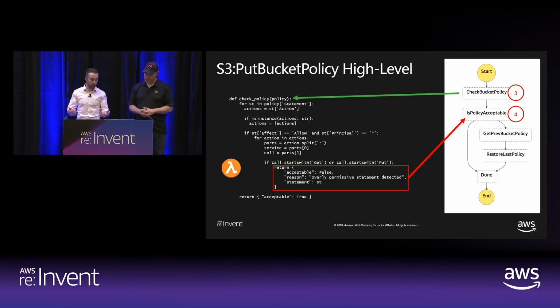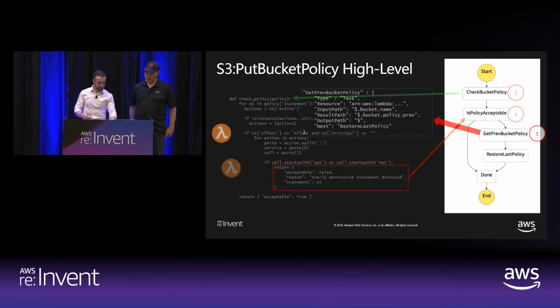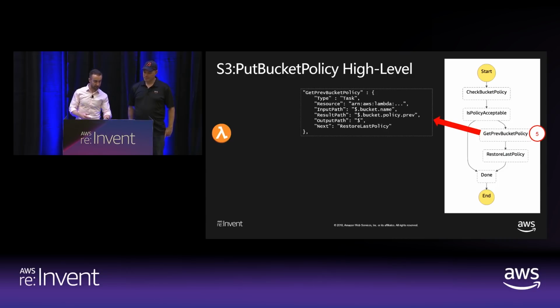That's based on rules. In this case, the rule is if there is get and there is a star for the access model, then that's bad. We don't want that to happen. So we're going to return is acceptable false. The power of step functions in this case is I don't have to write another Lambda function to actually decide what to do next. I simply need to make that decision and feed that in a structured way, in JSON in this case, to the next step. And I can actually code up the next step to make that decision.